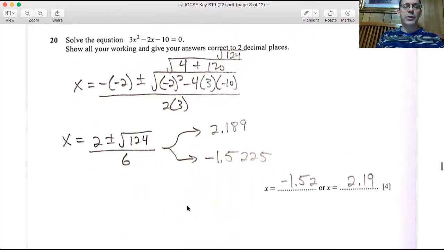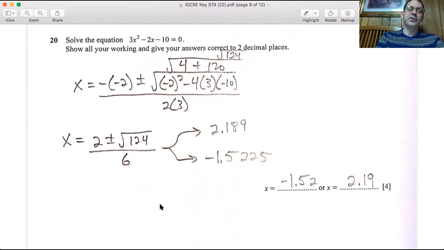Moving down to number 20, we have a quadratic here. Solve the equation 3x squared minus 2x minus 10 equals 0. Show all your working, give your answers correct to 2 decimal places. Well, the fact that they say 2 decimal places kind of implies that you can't factor this. You're going to have to use the quadratic formula.